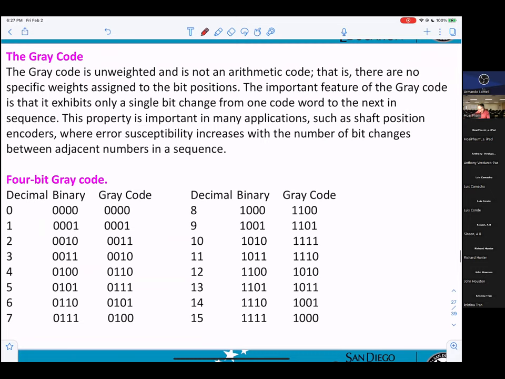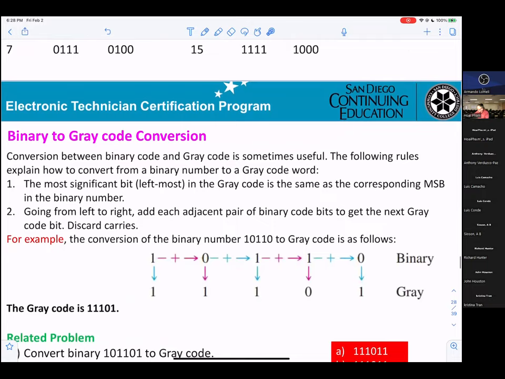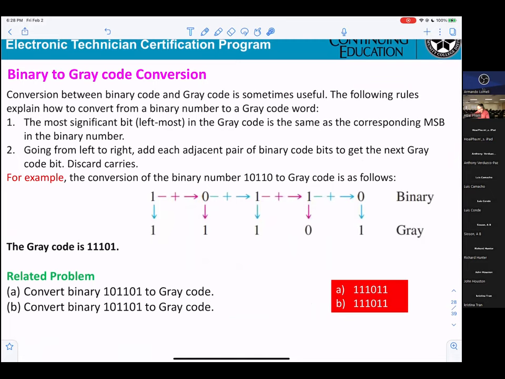Gray code. You can read about it: the unweighted code is not an arithmetic code. It's a 4-bit code, with decimal and binary, and you get the equivalent gray code right here. Now, they're talking about binary to gray code conversion. If you get 10110 binary, and they ask for the gray code, I'll show you how to do it.